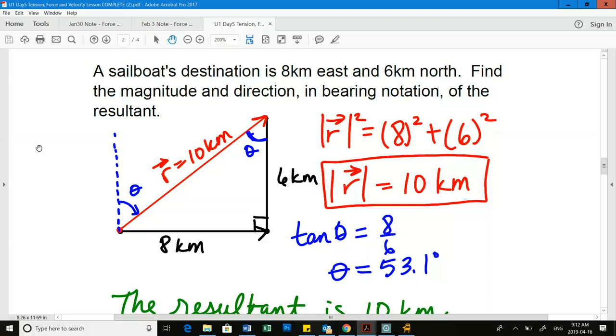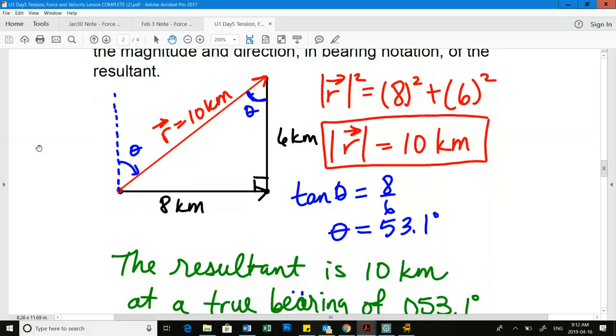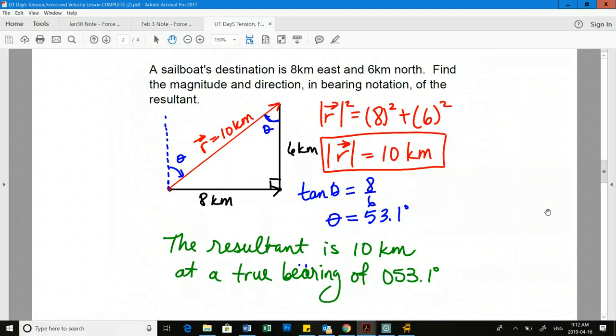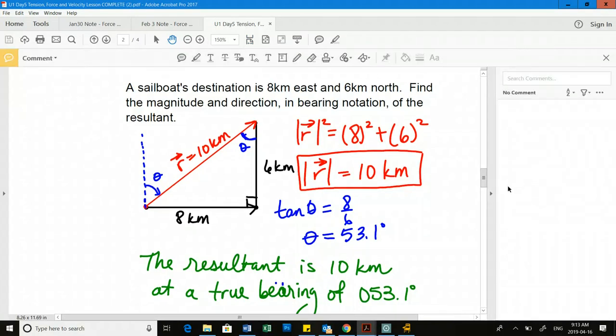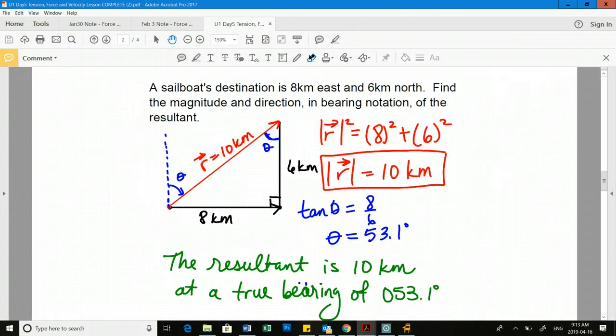So when we draw that, you could have also found the other angle and just subtracted it from 90. That works too. And then you should be stating that your resultant vector is 10 kilometers at a true bearing of, we need that 0 there for true bearing, 053.1 degrees. Okay, and again, when we do quadrant or true bearing, I am measuring from here this way. So from the north going clockwise.